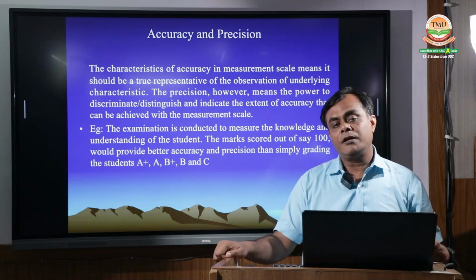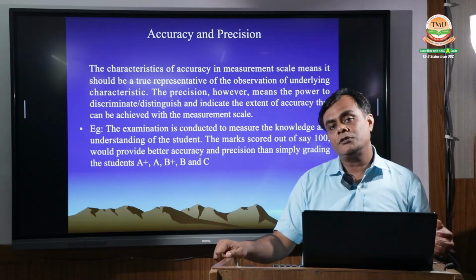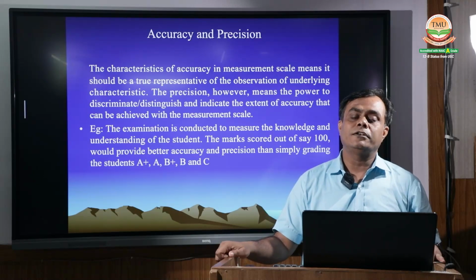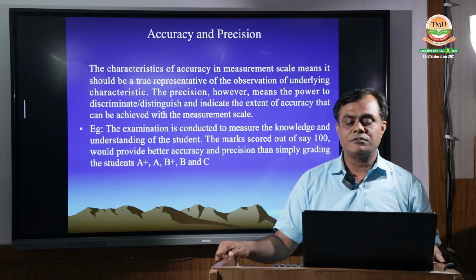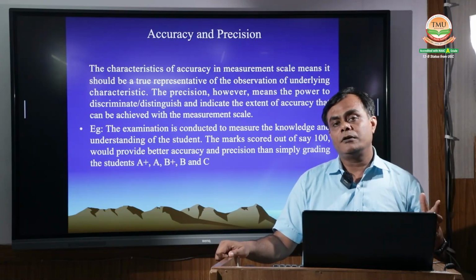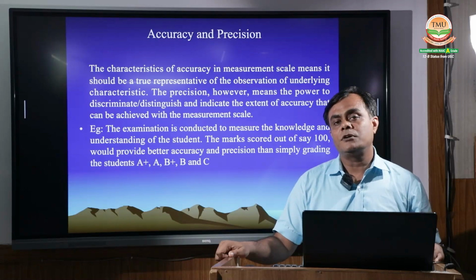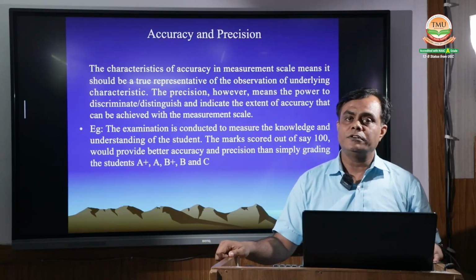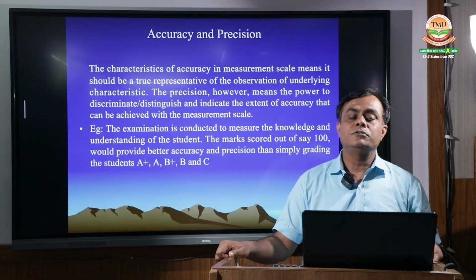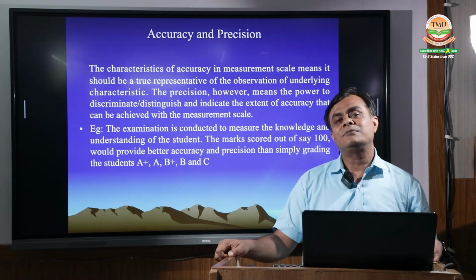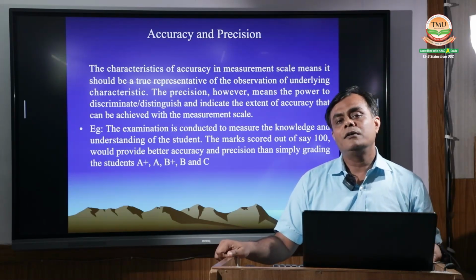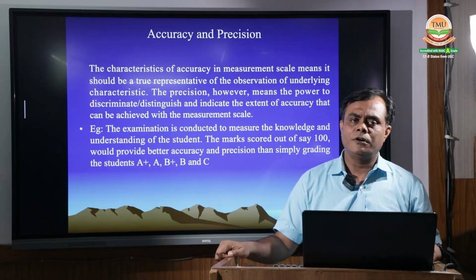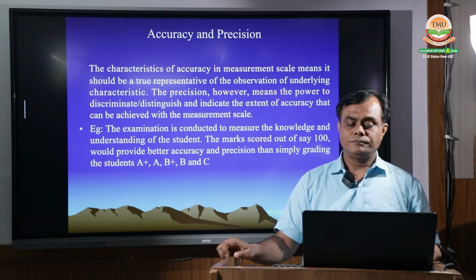Above A plus there is another grade, outstanding. If a student gets an O level, it means the outstanding level of knowledge of a particular subject gathered by that student. And if a student gets a C grade, that means they have very little knowledge regarding that particular topic or subject.